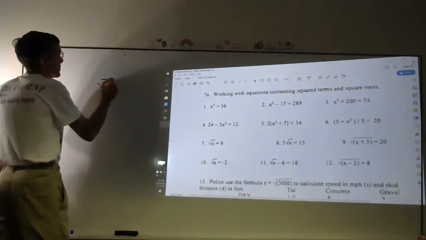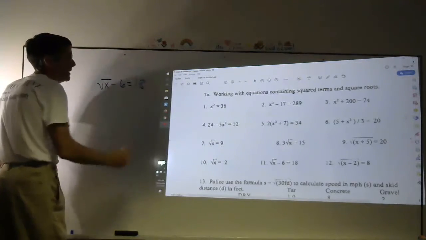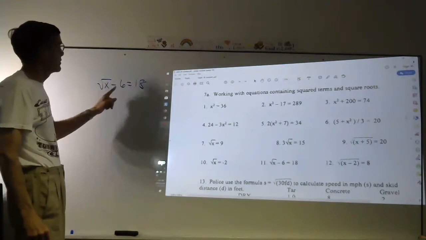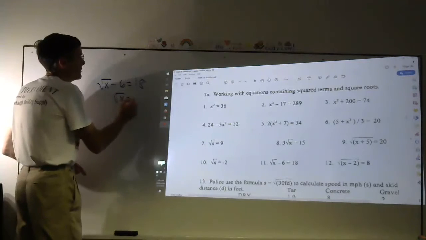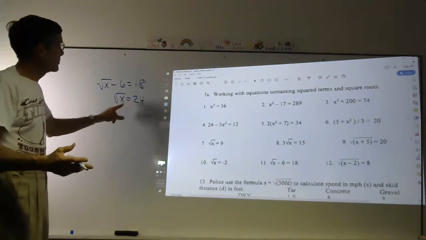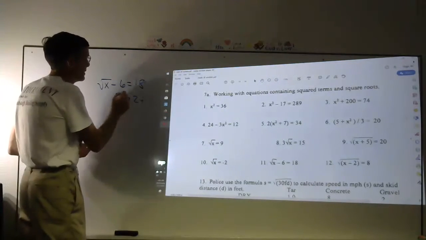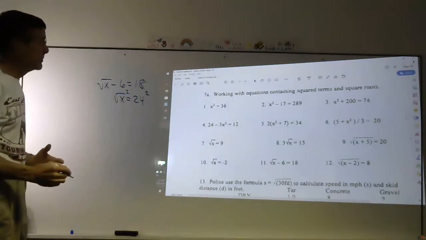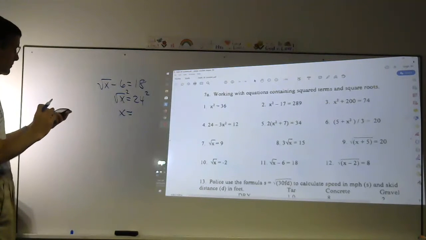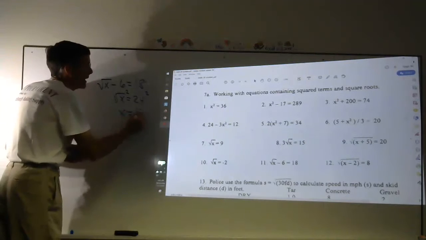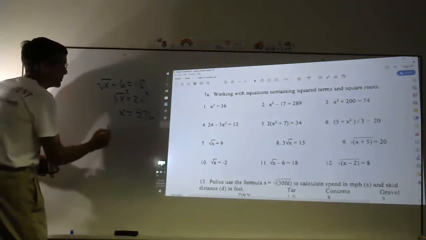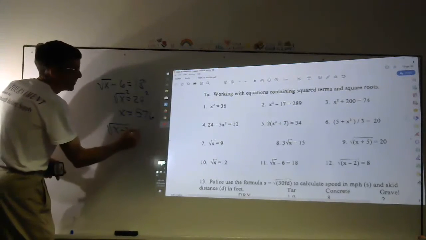11 says the square root of x minus 6 is 18. Just like this one, it would be very helpful to get the square root term by itself. So let's add 6. Square root of x is 24. And now, once again, you may not know the answer to this in your head, but if you think about what I just said, to get rid of a root, you can square both sides. So x has got to be 24 squared, which is 576. Okay?